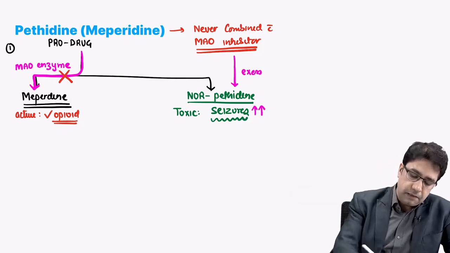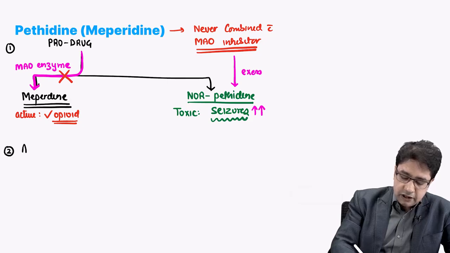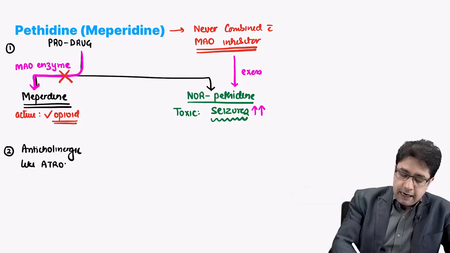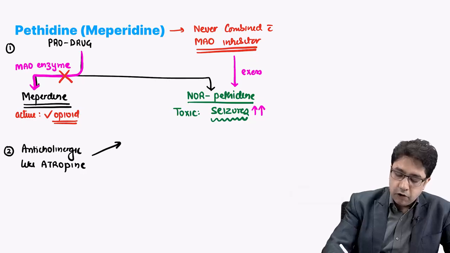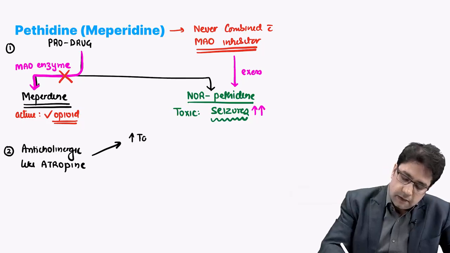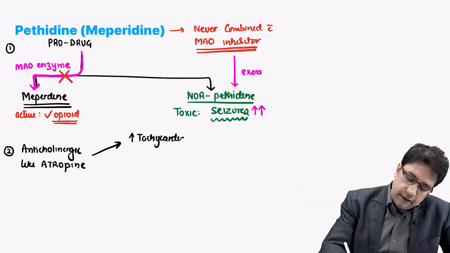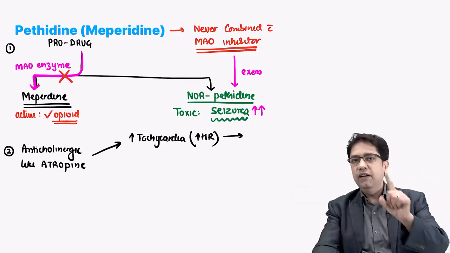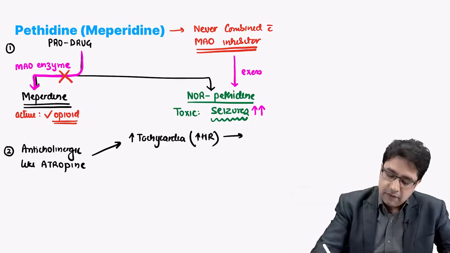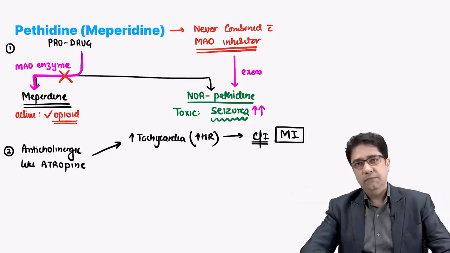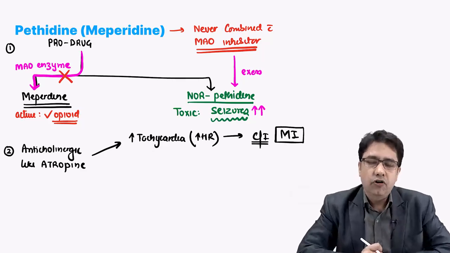The second point we have discussed is that pethidine has an additional anticholinergic effect like atropine. And we have discussed that atropine blocks vagus nerve supply to the heart. Because of this reason, pethidine causes tachycardia. Tachycardia means increase in heart rate, and any drug which increases heart rate will increase oxygen demand of the heart. That is why pethidine is contraindicated in MI patients, myocardial infarction patients.